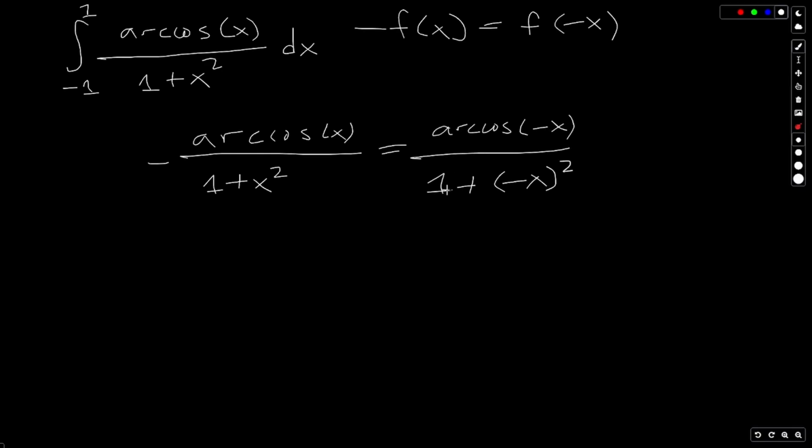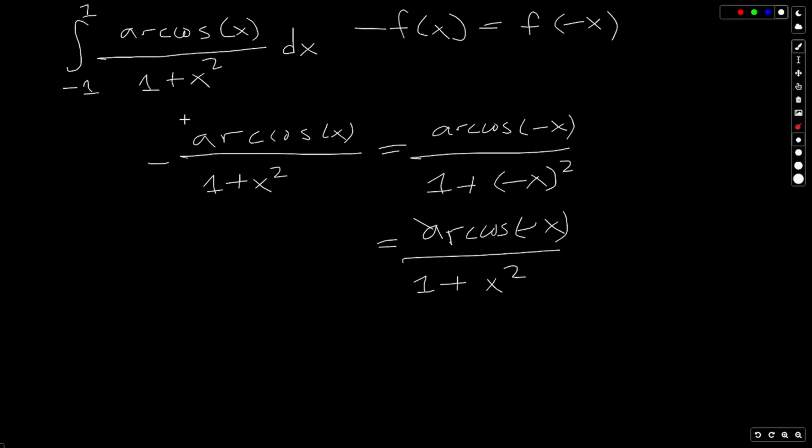We can actually simplify the right side. The 1 plus negative x whole squared is just going to be x squared. And we see that we have the same denominators. However, this is left in the numerator: negative arc cosine of x versus arc cosine of negative x. And we actually have no identity to prove that these are equal. So this function, this integrand, is in fact not odd. So we can't just say it's equal to 0.